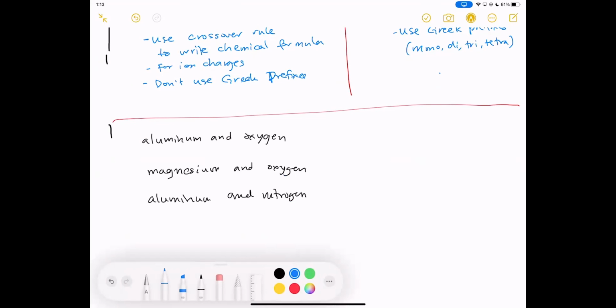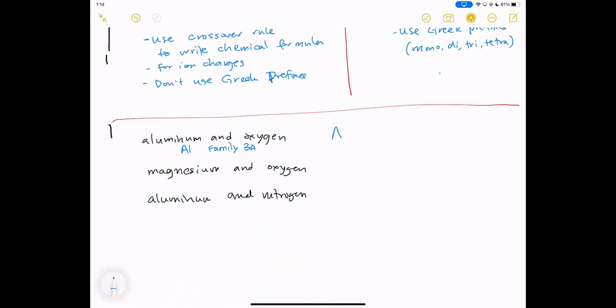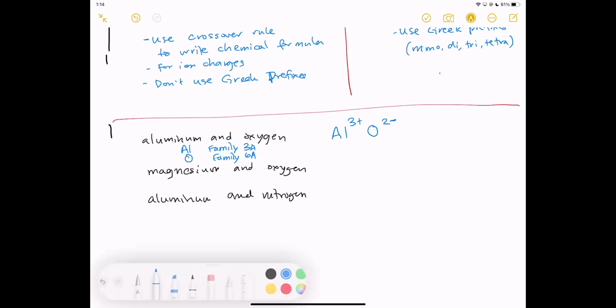First you need to find the aluminum, which is element symbol Al. Aluminum is in family 3A, and so you would write that aluminum with a 3+. Then you need to find oxygen, which is the element symbol O. O is in family 6A, and everything in family 6A forms a -2 ion. You want to write the element symbol and then the charge value as a superscript.